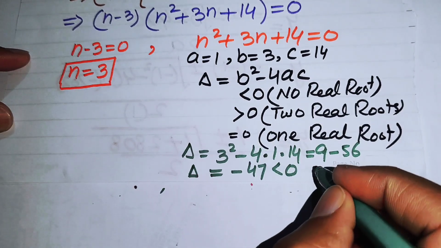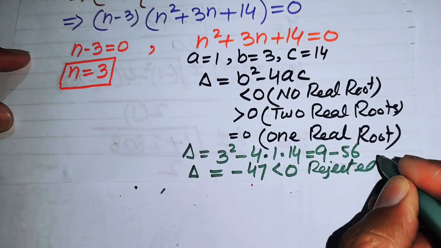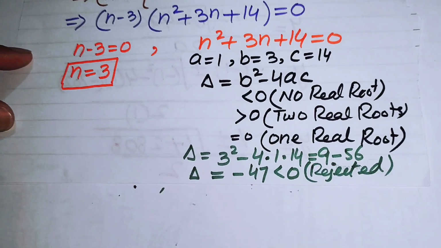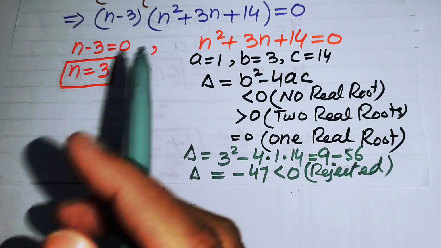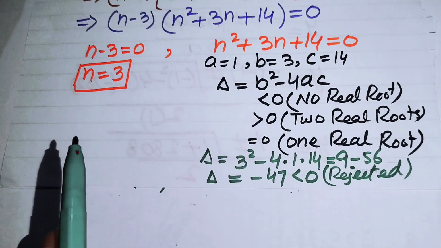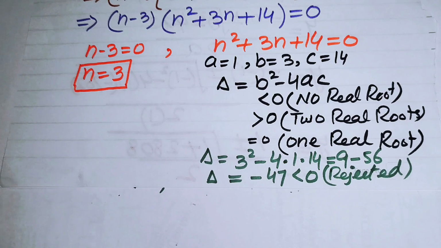So here we just reject this case, because in this problem we need to find the real roots only. So this quadratic equation has no real root, so we reject this case, and we have only one real root, which is n equals 3. So n equals 3 is the only solution of this problem.